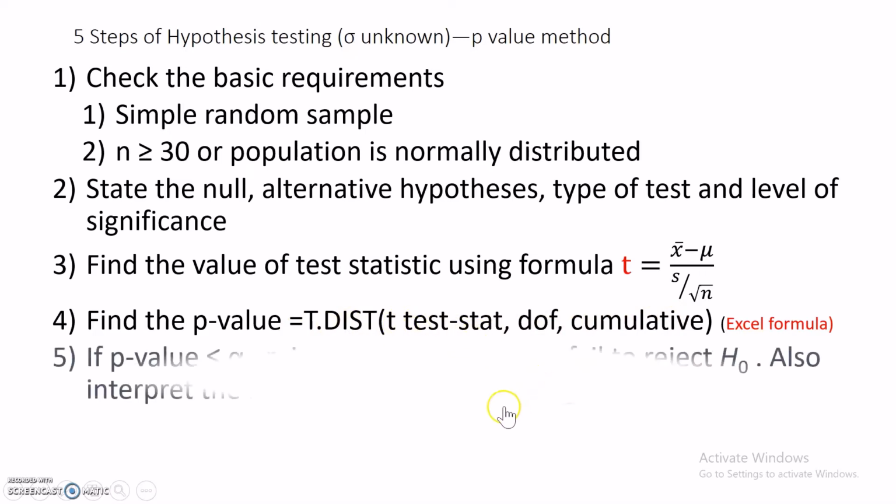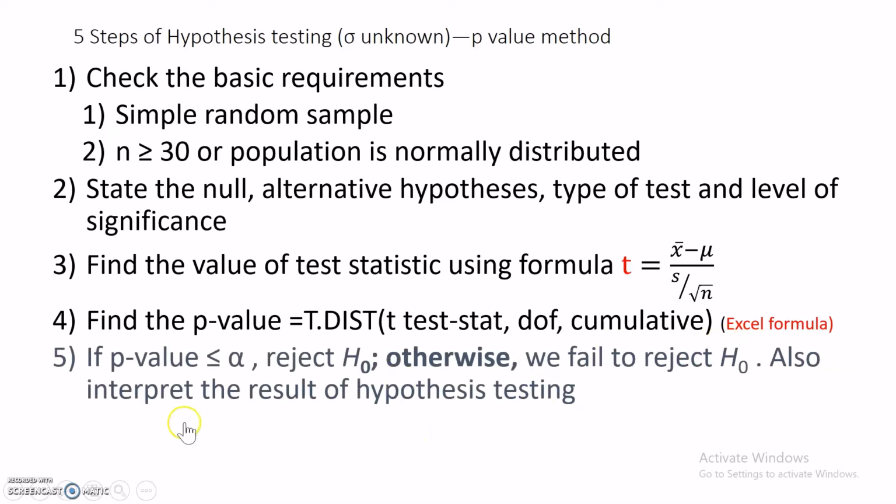What is the last step? In the last step, we compare the p-value with alpha. If the p-value is less than alpha, then we reject the null hypothesis. Recall once again, if the p-value is low, H0 has to go, right? If the p-value is greater than alpha, then we fail to reject the null hypothesis, and we also try to interpret the result of the hypothesis testing. So these were the 5 steps for performing a hypothesis test for one population mean when sigma is unknown.